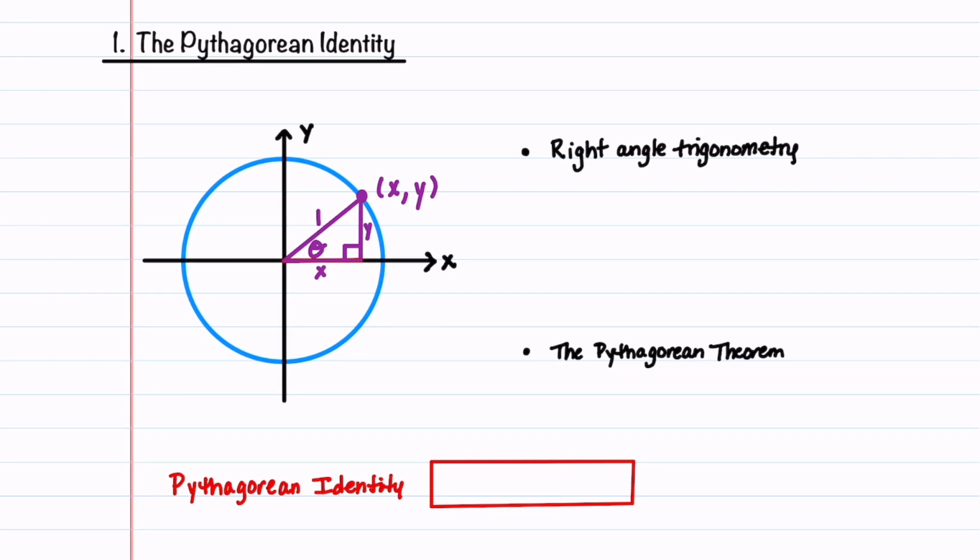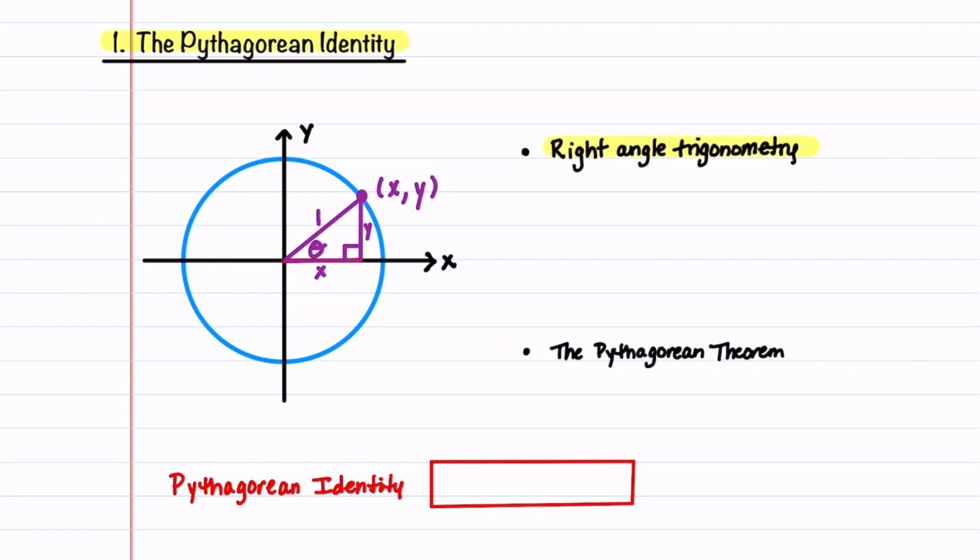We'll start by looking at the most common form of the Pythagorean identity. Here we have a unit circle with a right triangle inscribed in it. We can find a Pythagorean identity by using right triangle trigonometry and the Pythagorean theorem.